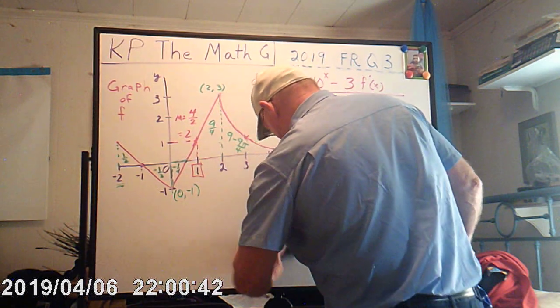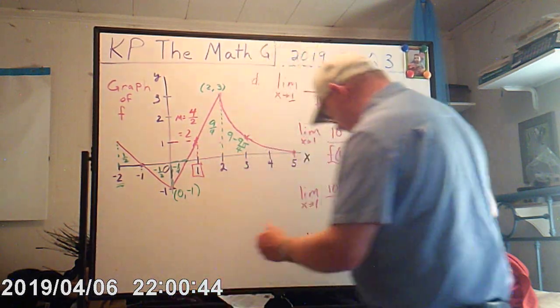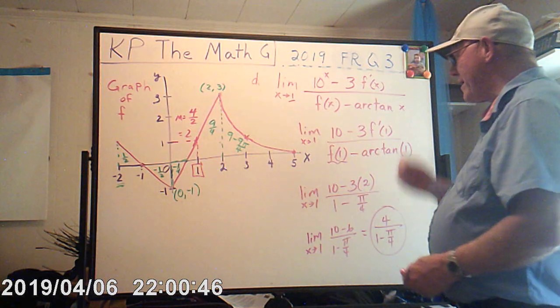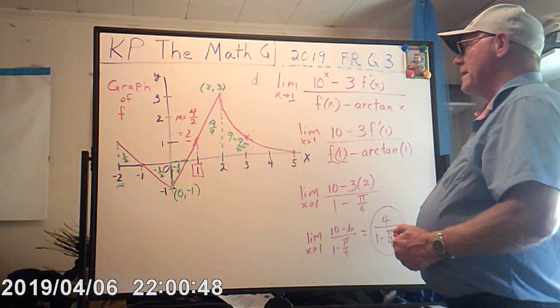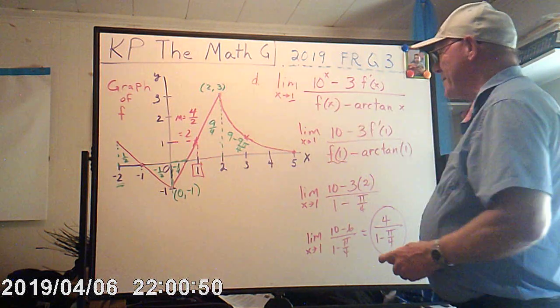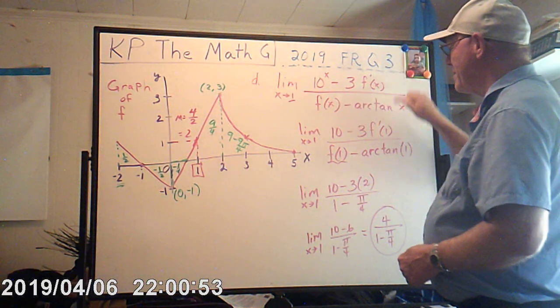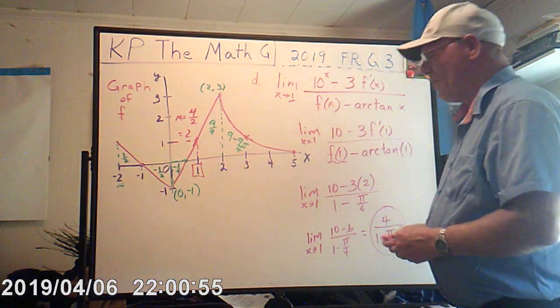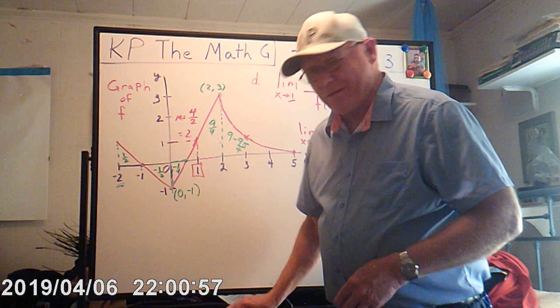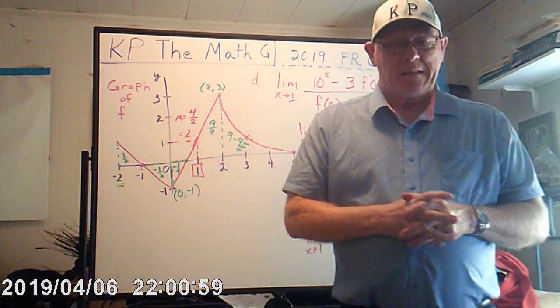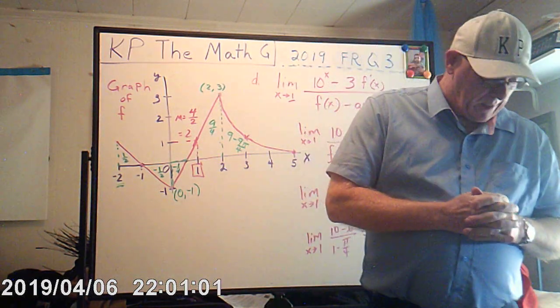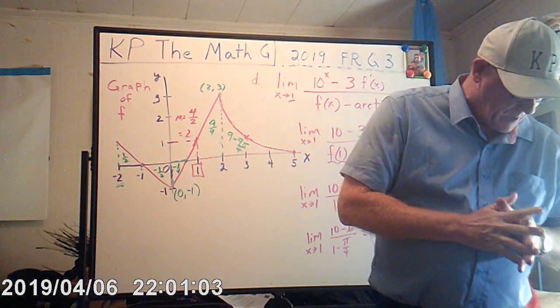Alright, there it is. So that's part D right there. There's your limit of this. Good thing this doesn't turn out to be 0. If this was 0 and this is 0, we could do L'Hopital's rule, and we don't even have to worry about that. So anyway, that's C and D.